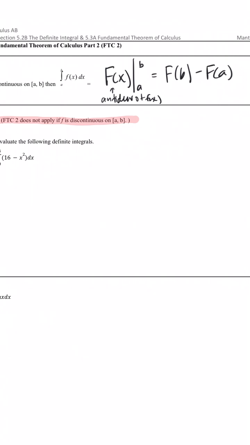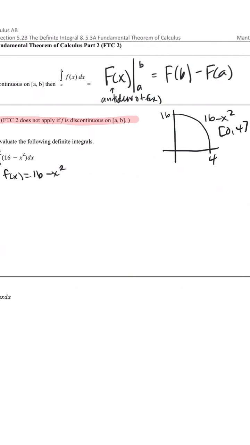Oh, this looks familiar, doesn't it? We did this the other day, last notes, because we were looking at this function. We had 16 minus x squared from 0 to 4. Okay, now we're going to do it using the fundamental theorem. The first thing we need to consider is, in this integral, if f of x is 16 minus x squared, then what is the antiderivative?